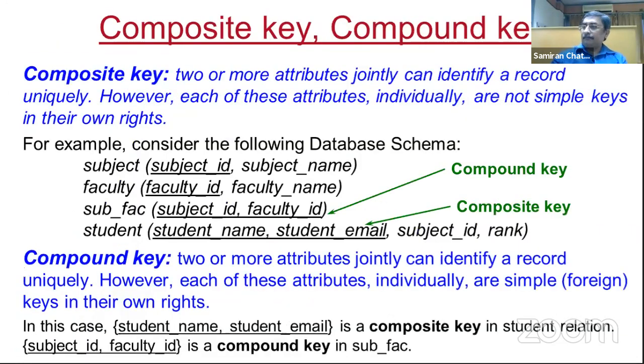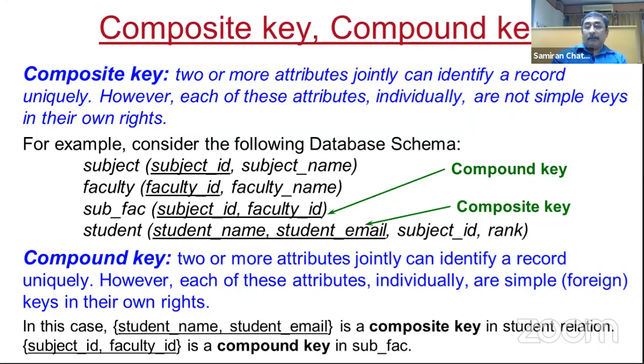Then comes composite key. In general, composite key is a term which can be understood from its name. In our earlier example, we have seen that the key consisted of only one attribute, like name or like roll. Now, it is also possible that more than one attribute will constitute a key, and then it is called a composite key. So look at the example: subject, faculty, subject-faculty, student. The subject relation has only subject ID as the primary key. So therefore it is a single attribute key. It is not a composite key. Similarly, the faculty relation has faculty ID.